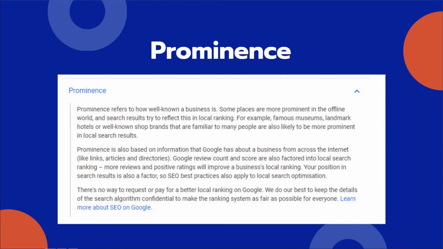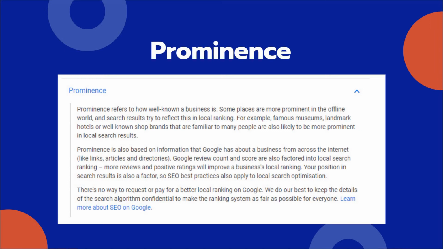And finally, there's no way to request or pay for better local ranking on Google. We do our best to keep the details of the search algorithm confidential to make the ranking system as fair as possible for everyone. This is why people like ourselves at Shake and Speare spend time working out what the ranking factors are that are hidden from the general public's eye. Google keeps it incredibly quiet, incredibly closed up, and we have to work it out by just testing, and testing.